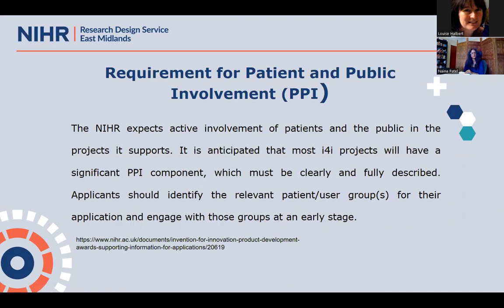So the NIHR expects active involvement of patients and the public in the projects it supports. And it anticipates that most I4I projects will have a significant PPI component, which must be clearly and fully described. An applicant should identify the relevant patient user groups for their application and engage with those groups at an early stage. And we can see also from there that PPI is one of the many criteria that the NIHR will assess applications on.